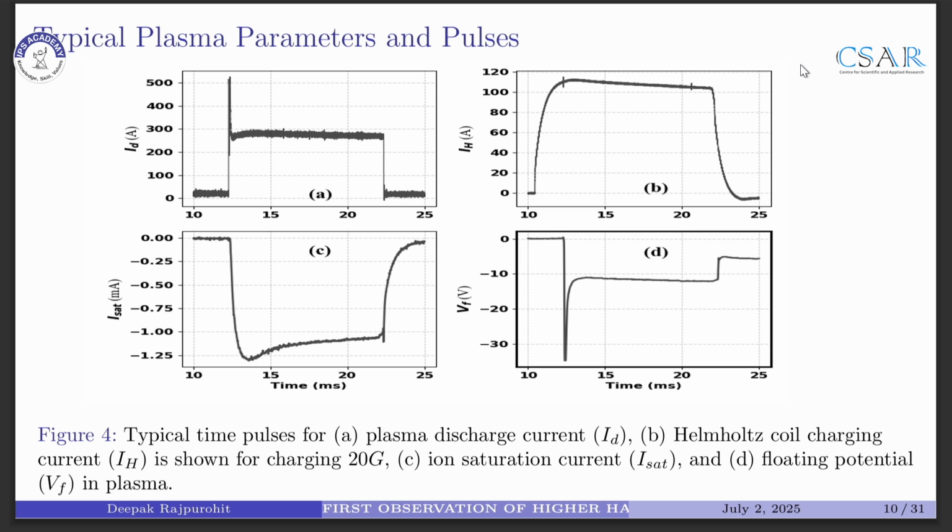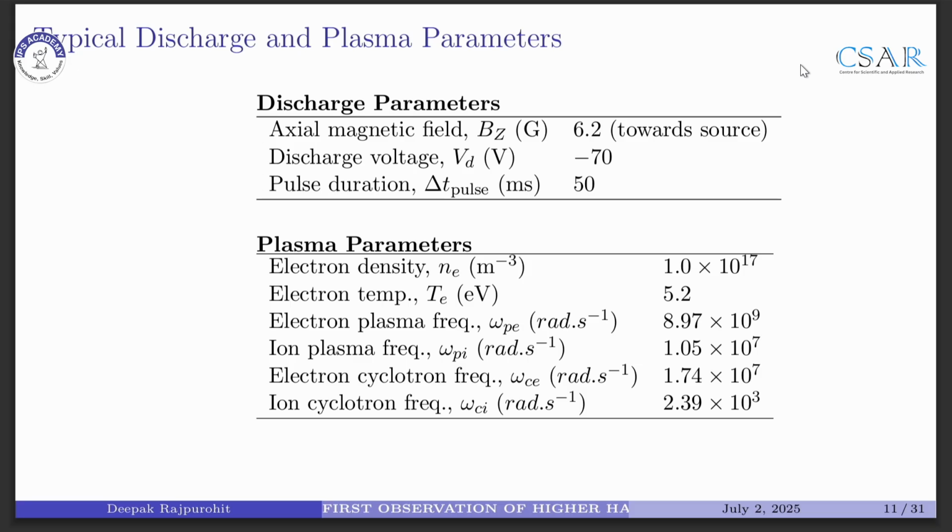These are the typical plasma parameters of LVPD, like the discharge current of LVPD and the Helmholtz charging current for producing a 20 Gauss magnetic field. This is the typical ion saturation current, and this is our floating potential. These are the typical discharge and plasma parameters.